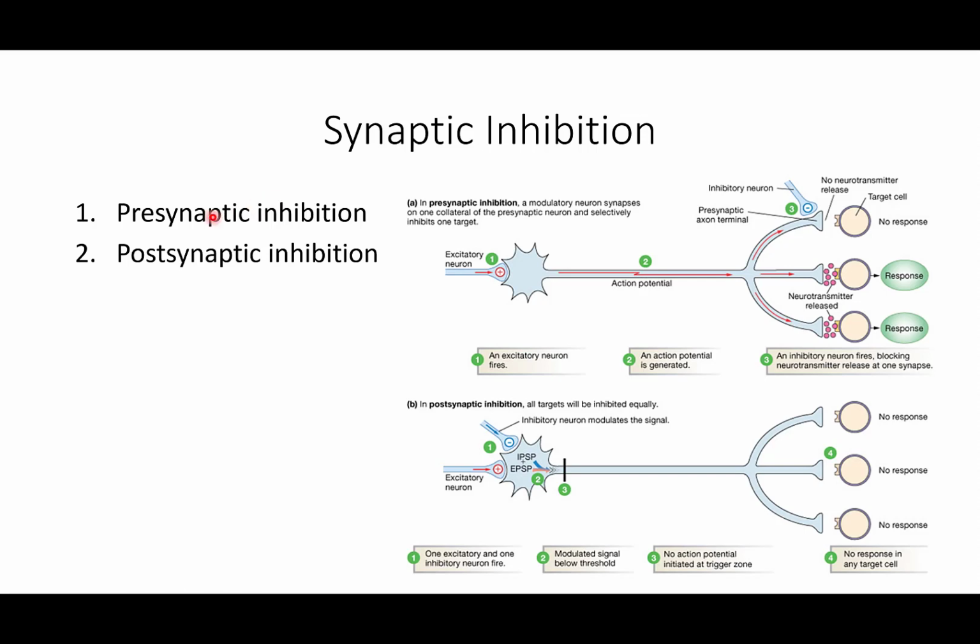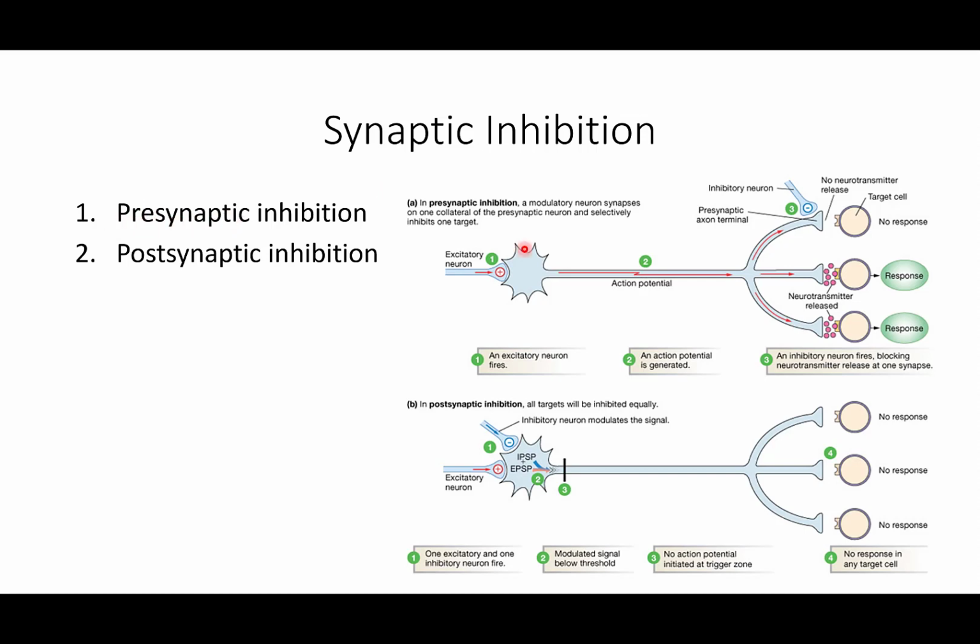Now, I just started covering this, let's put some terms to it. So synaptic inhibition is now where we would stop the release of a neurotransmitter. And there's two ways that can happen. One, we can have what's called presynaptic inhibition. Like the name implies, in presynaptic inhibition, it's going to occur before the synapse.